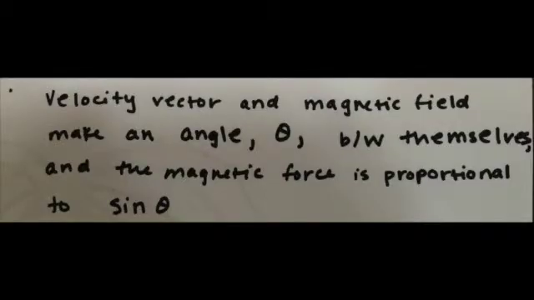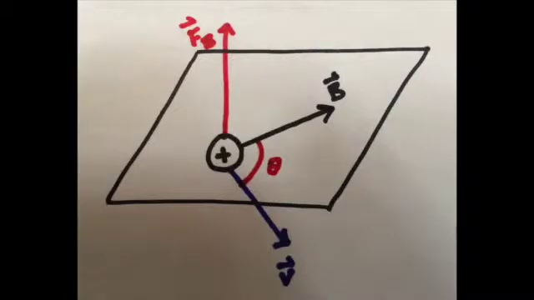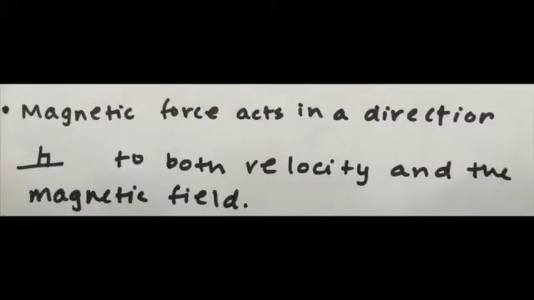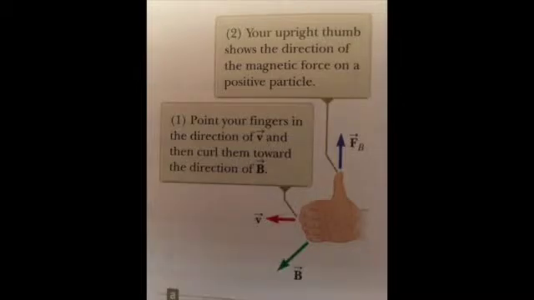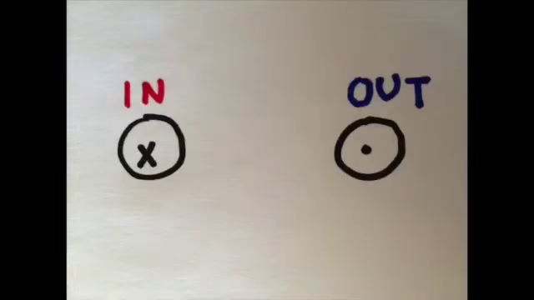Here are a couple of magnetic force traits which make them radically different from electric forces. The velocity vector and the magnetic field make an angle theta between themselves, and the magnetic force is proportional to the sine of theta. The magnetic force acts in a direction perpendicular to both velocity and magnetic field, which are represented by these equations. To determine the direction of the magnetic force, we utilize the right-hand rule. Also, here are the symbols for representing the direction of magnetic fields.